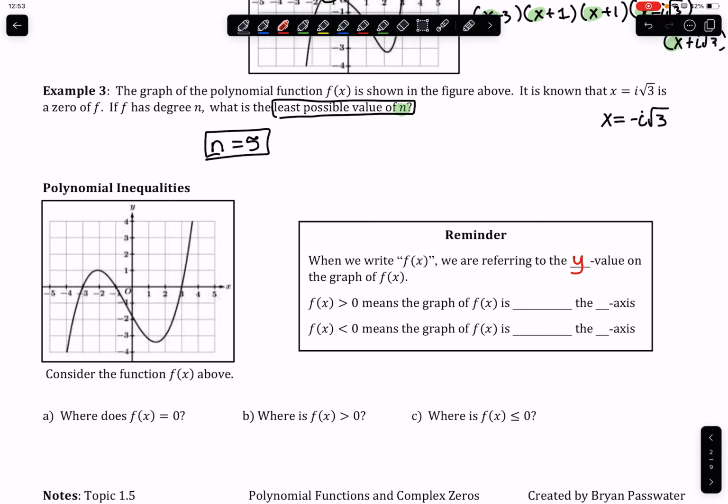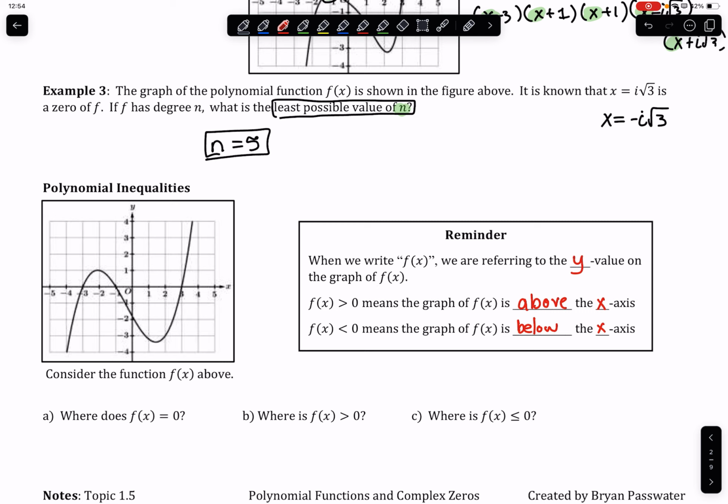So if f of x is greater than 0, that means we're looking for when all of the y values are above the x-axis. And if f of x is less than 0, we're saying that y is a negative number, which means that the graph of this function is going to be below the x-axis.